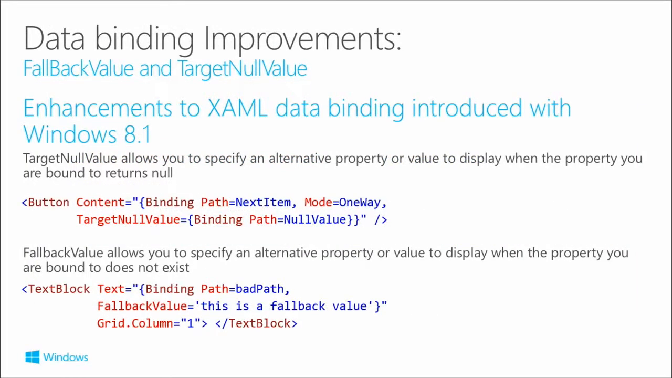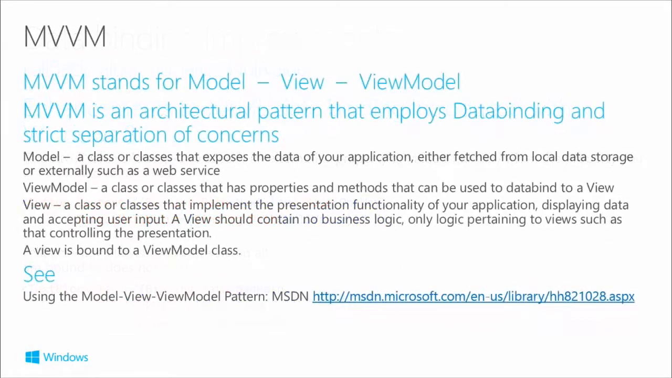We've got a few data binding improvements in XAML. So target null value, so you can bind to a different property if the source property, the main one you're binding to, returns a null value, or you can specify a fallback value to use instead.